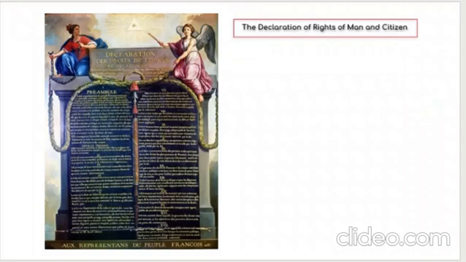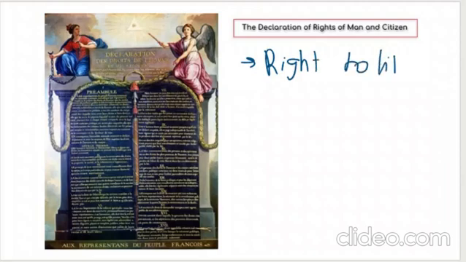Now, Declaration of Rights of Man and Citizen. Now, what was this thing? Let's understand that now. So basically, there were some natural and inalienable rights, which were, for example, right to life. Then there was freedom of speech.